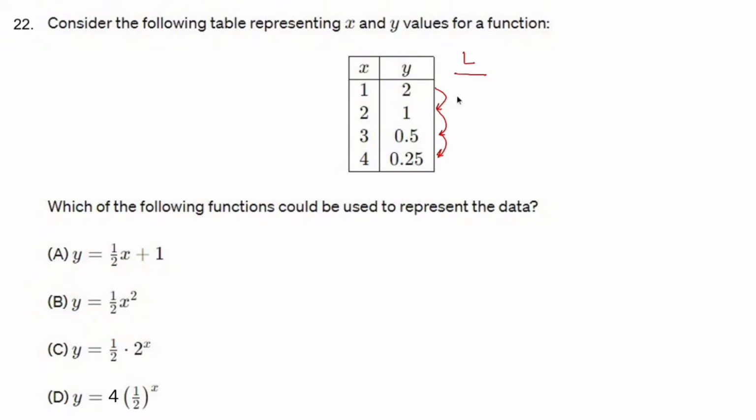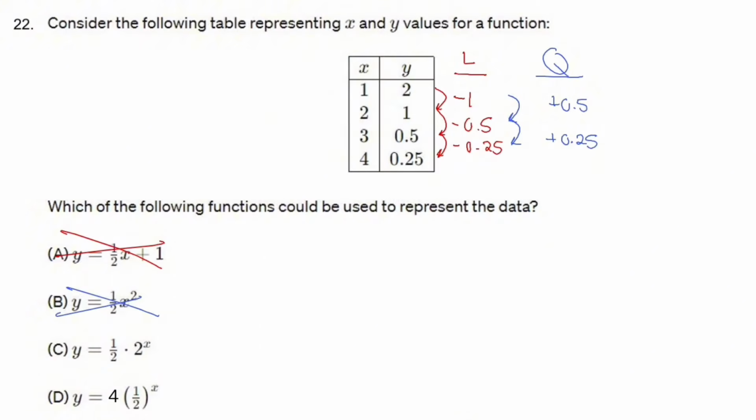To get from 2 to 1, you subtract 1. To get from 1 to 0.5, you subtract 0.5. To get from 1/2 to 1/4, you subtract 1/4. These are not the same number, so these are not linear. Now, the way you test to see if something is quadratic is you find the rate of change of the rate of change. See what you have to add to these numbers to get to the next number. To get from -1 to -1/2, you add 1/2. And to get from -1/2 to -1/4, you add 1/4. So you're not quadratic either. So you must be exponential.